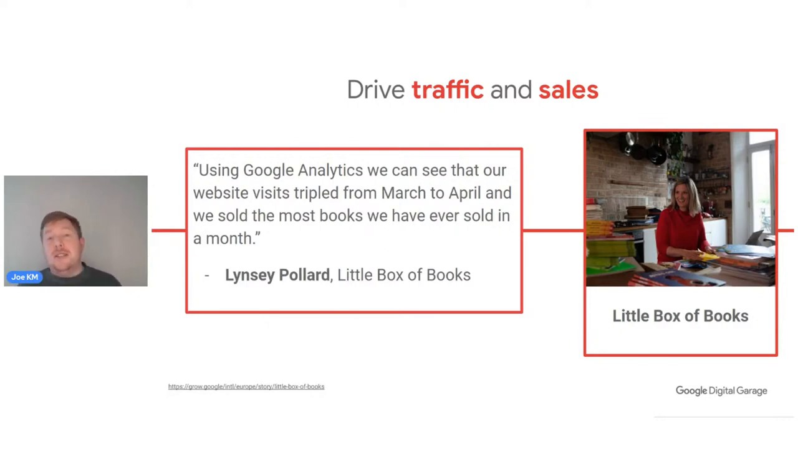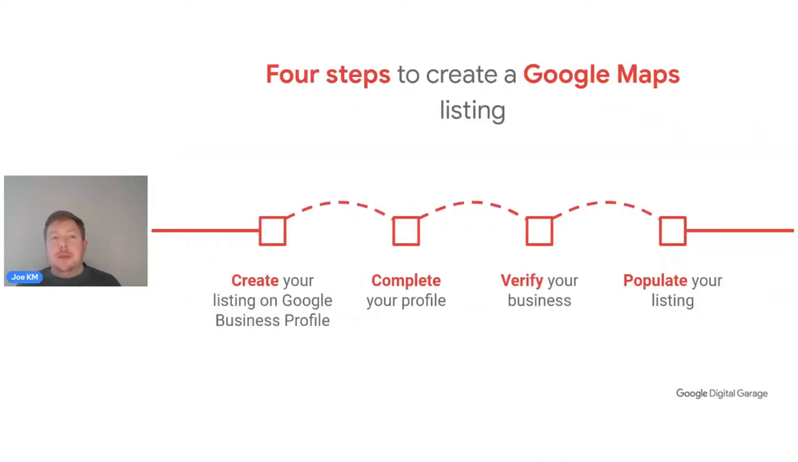Have a look at Google Trends. You'll be able to type in words, see if it's popular, see if it's not. But all of these are tools that we're giving you for free from Google. One of the ways to do this is a very simple process. Four steps to create a Google Maps listing. So one, create your listing on Google Business Profile. So literally, this takes no time at all.